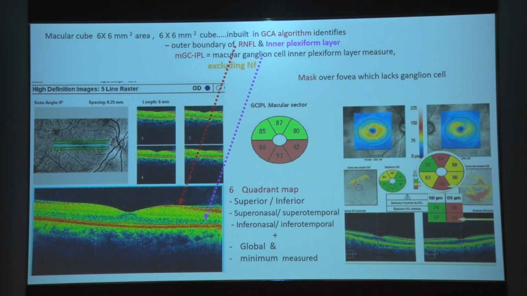The macular cube is also 6 millimeter square, and it is an element in the GCC algorithms, defined by the outer boundaries and the inner boundary. Again, it has a quadrant map. There are 6 sectors: superior, inferior, supranasal, supratemporal, infranasal, infratemporal. Why is the center white, masked? Because the fovea per se lacks ganglion cells, therefore it has a mask. Again, a viva question which is asked: why is the fovea masked?